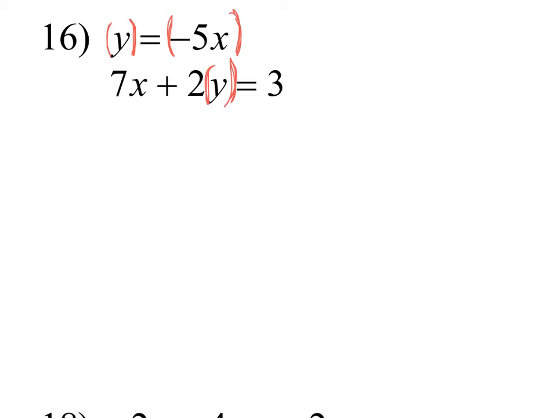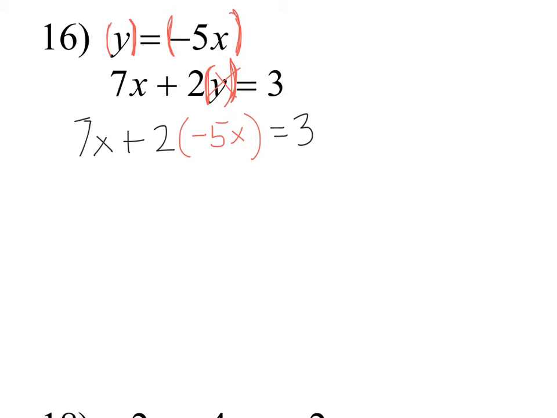I'm going to rewrite my second equation, 7x plus 2, except instead of a y here, I'm going to take the y out and replace it with negative 5x, because negative 5x is the same thing as y, equals 3.